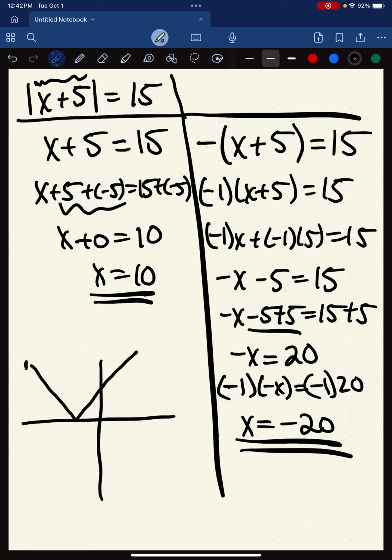Really, the absolute value of x plus 5 is going to look something like that. And then 15 is just going to be a line like this. And so you can see we have two solutions. This one would be where x is 10. This one would be where x is negative 20.